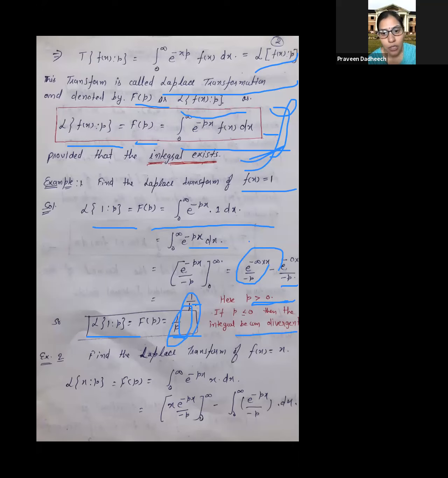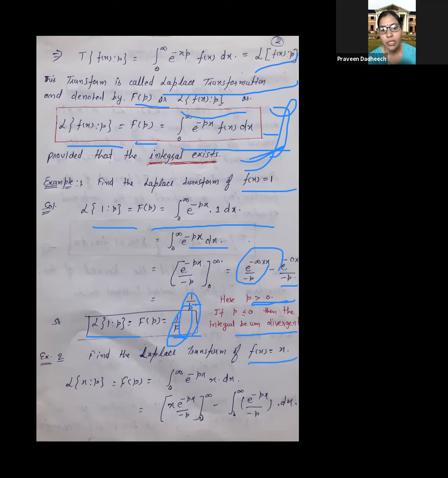Now we take the Laplace transformation of f(x) equals x. Using again the basic definition of Laplace transformation of f(x), what is this? The integral from 0 to infinity of e to the power minus px f(x) dx.